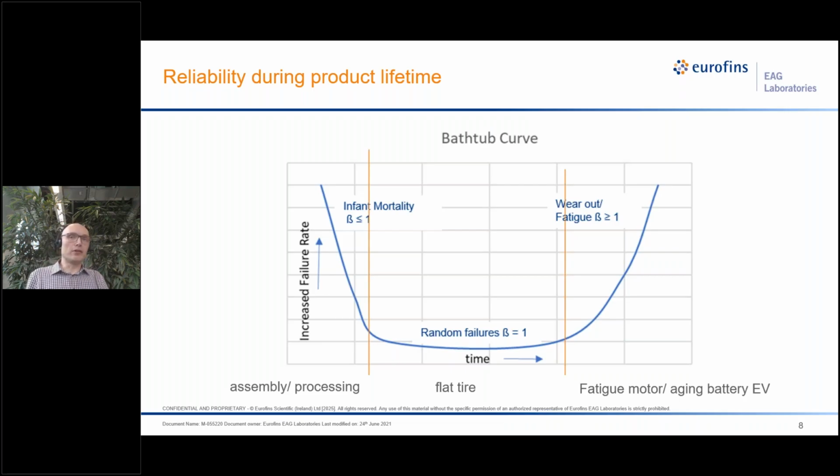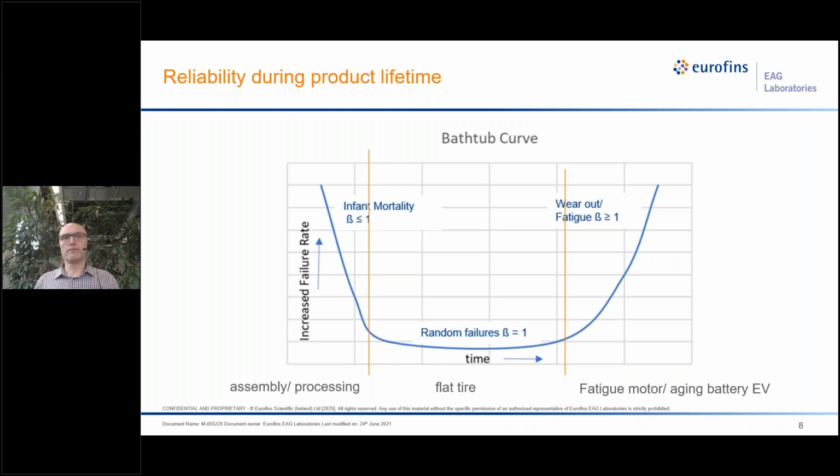The second period consists of random failures. For example, a flat tire. That's typically a random failure. Random failures are recognizable because of a constant failure rate. Failures which are not specifically time dependent and may occur at any moment.